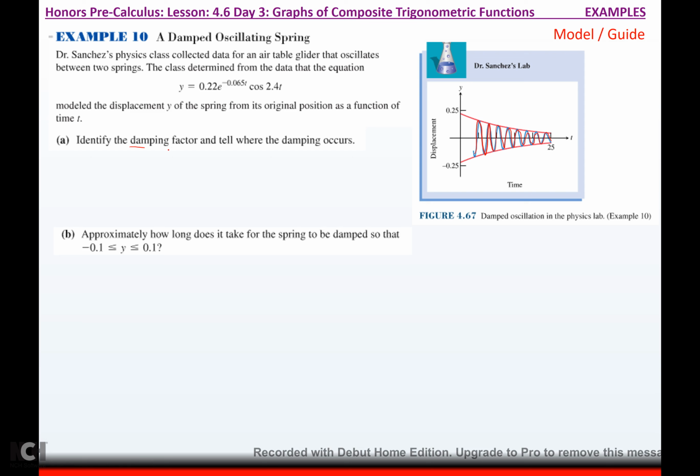So it says, what is the damping factor? Well, what are they multiplying the trig function by? So my damping factor is y equals 0.22 e to the negative 0.065t. Now B says approximately how long does it take for the spring to be damped so that y is between negative 0.1 and positive 0.1, meaning when is this function waving between negative 0.1 and positive 0.1?